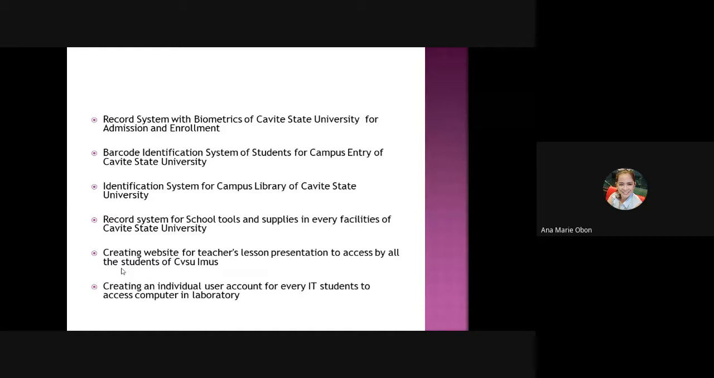Why is it all KABSU? The record system with biometrics, actually, I conceptualized this one with the capstone, but it will not be helpful right now with our present scenario. Barcode identification system of students for campus entry. Enrollment is one. Library was already given.